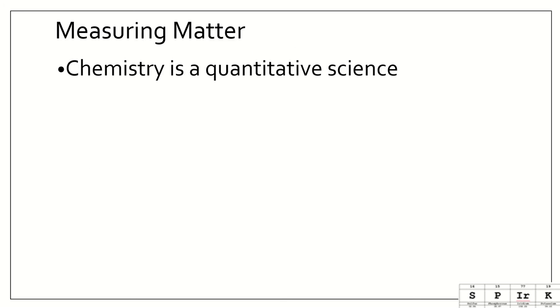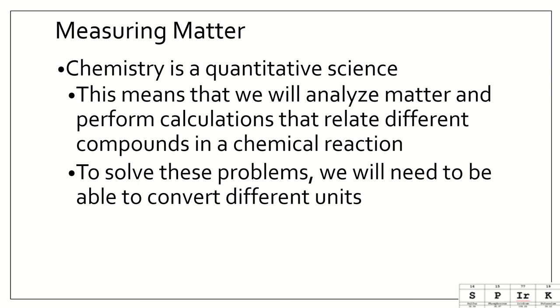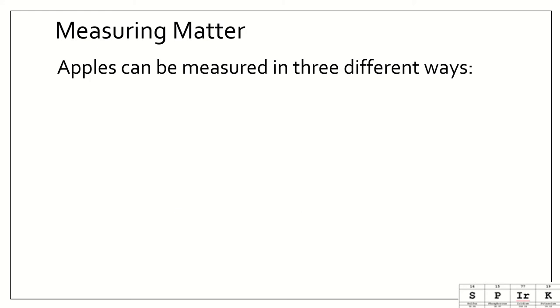So chemistry is a quantitative science, which means it's based on numbers, and this means that we're going to analyze matter and perform calculations that relate different compounds in chemical reactions. So to solve these problems, we will need to be able to convert between different units.